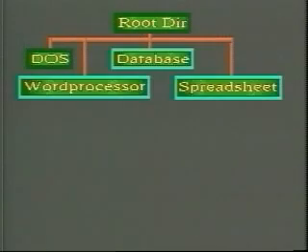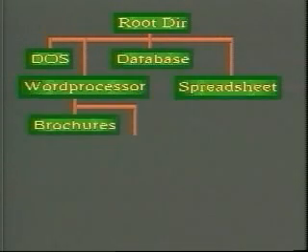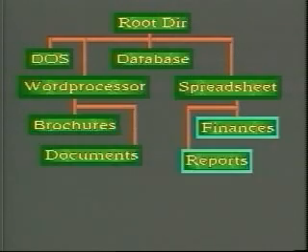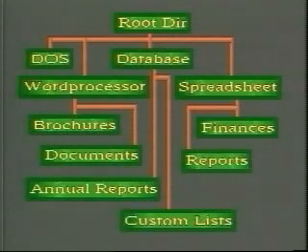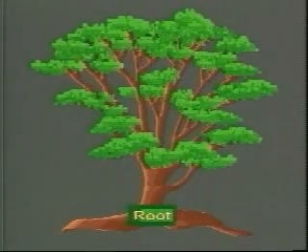Then DOS has its own directory. Other directories would be for the programs we mentioned earlier. Then each of the programs could have subdirectories of their own. The structure of these directories is referred to as the directory tree because the different branches from the root directory do resemble a tree.